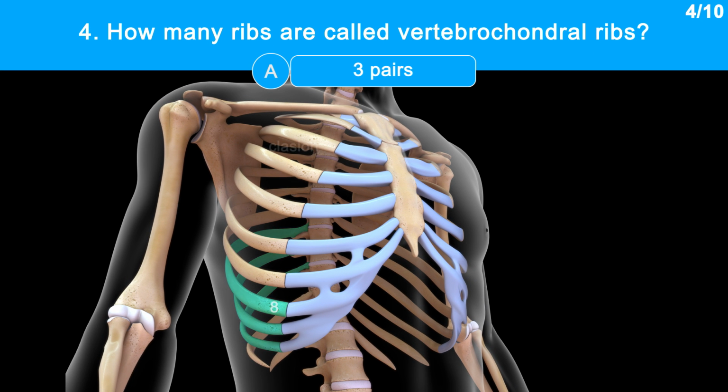Those are 8th, 9th and 10th pairs, and these are called false ribs because they do not directly articulate with the sternum. They connect to sternum indirectly via the costal cartilages of last true rib, that is 7th rib.